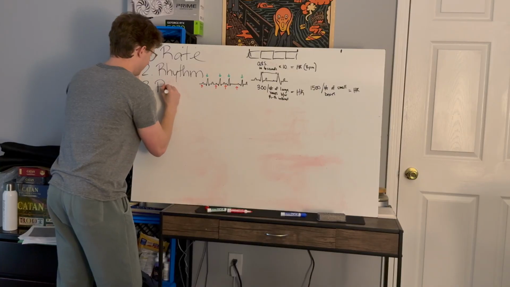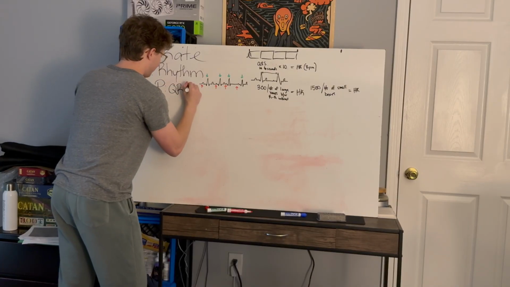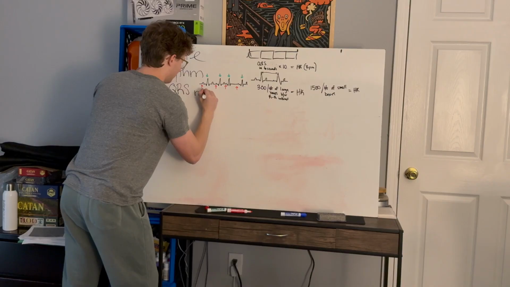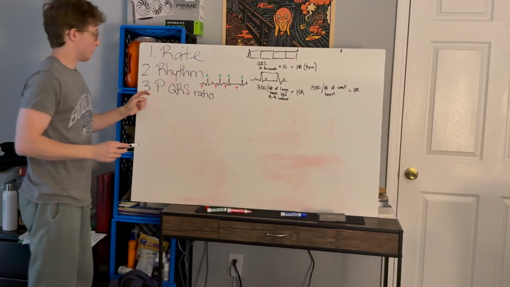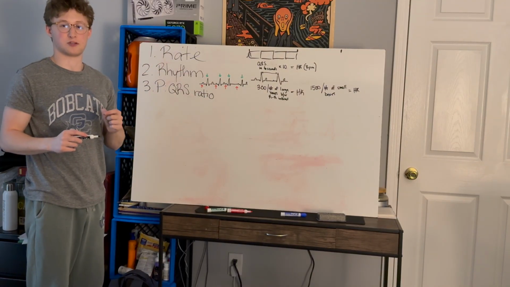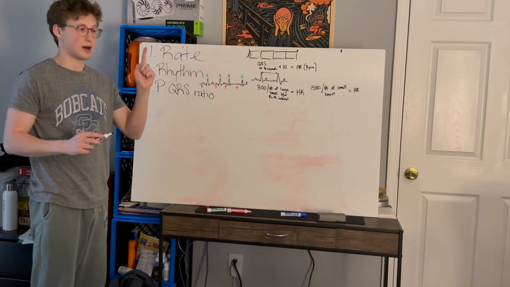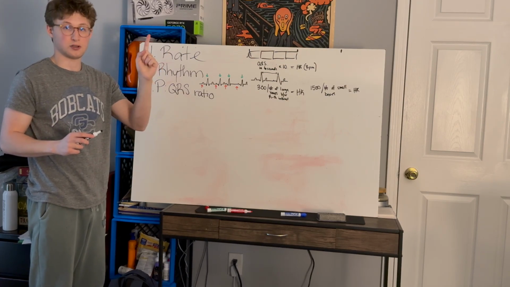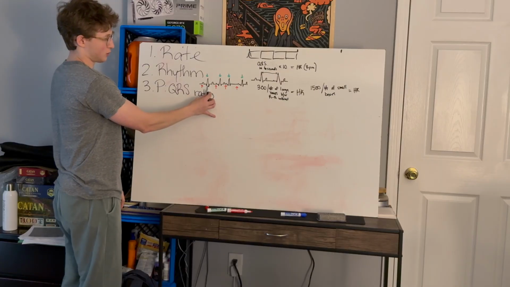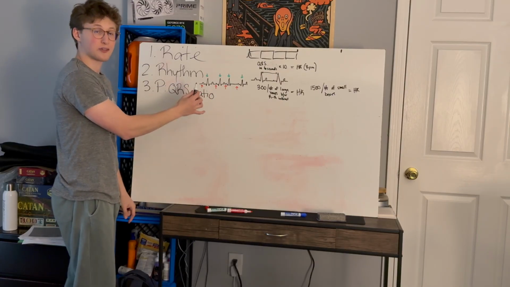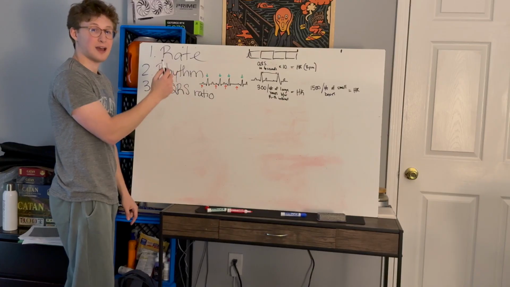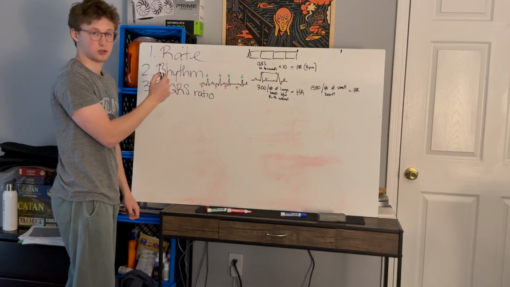I call this the P to QRS ratio. Number 3, P to QRS complex ratio. Very simple. Do I have a ventricular depolarization? Do I have a QRS complex that follows every P wave, every atrial contraction?